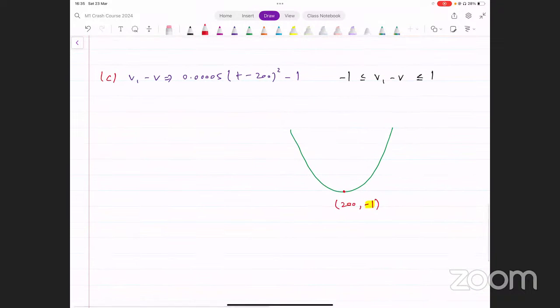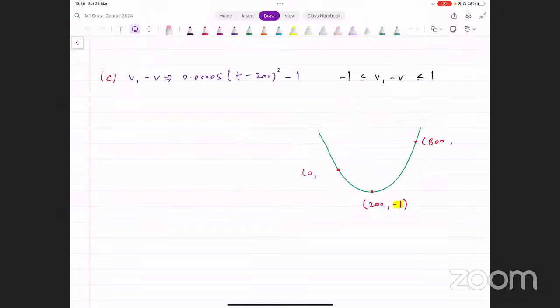So you have 0 on the left side. Remember, this is time. If 200 is this point, the point where time is equal to 0 is going to be on the left side, so maybe that's here. And the point where time is 800, that's going to be on the right side. So that's here. Just find the values of v1 minus v when time is equal to 200, when time is equal to 0 and when time is equal to 800, and see what that gives you.